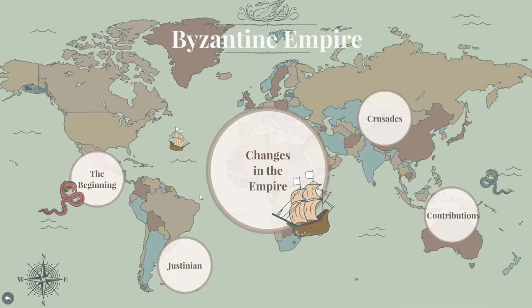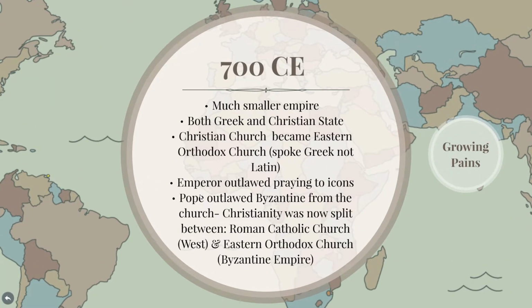All right, so there were a lot of changes in the empire from Justinian's reign. In 700 CE, it was a much smaller empire. It was both a Greek and Christian state, and the Christian state became the Eastern Orthodox Church because the emperor outlawed praying to icons. He thought that praying to artistic depictions, such as paintings of holy figures or sacred events, was a violation of God's commandments. The Pope then outlawed the Byzantine Empire from the church, and the split became final. Two forms of Christianity emerged: the Roman Catholic Church in the West and the Eastern Orthodox Church in the Byzantine Empire.